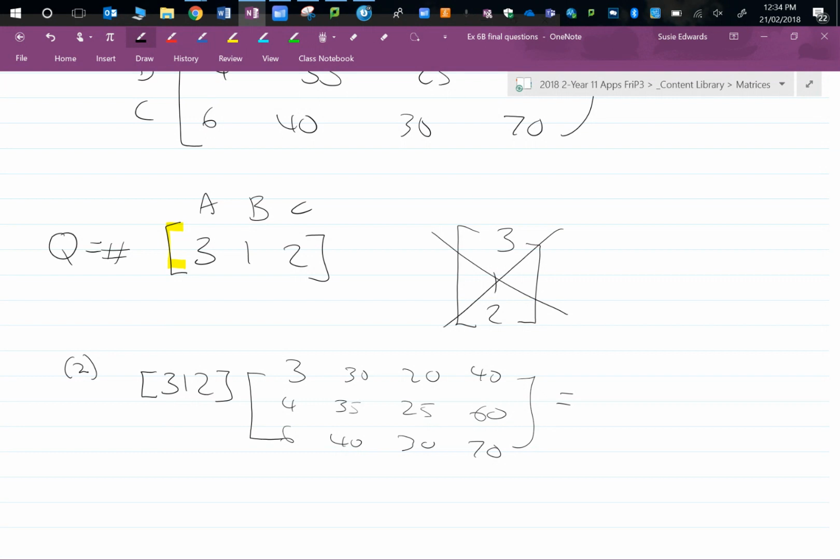Can everyone see where we got to there? You had to think about how to multiply. It has to be about those dimensions, but also just looking for that connection between the first row and the first column of what we're multiplying by.